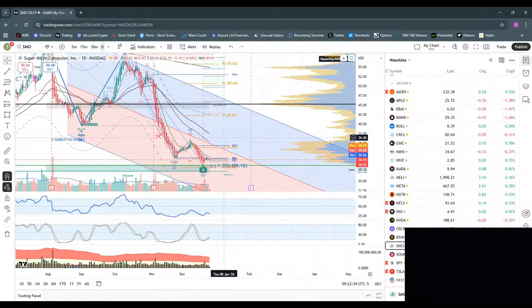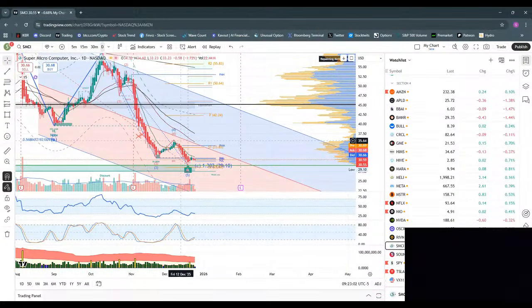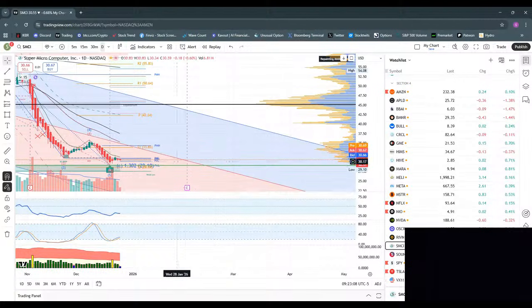Okay, so what we'll have is a breakout right here. Once we have this point at 35 taken, the change of character will shift and the market structure shift will be visible right at the 35 area. Once we have 35 taken, everyone will agree that the market is bullish on SMCI.